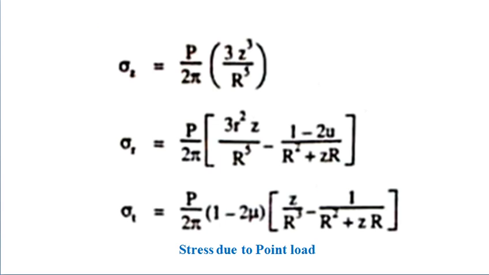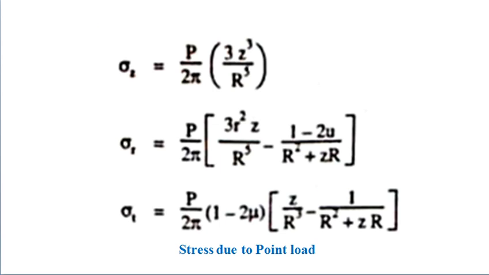Again, these are the equations in order to find out the stresses. First is sigma z equals p upon 2 pi in the bracket 3z cube upon r raised to the power 5. Then sigma r equals p upon 2 pi in the bracket 3r square multiplied by z upon r raised to the power 5 minus (1 minus 2 mu) upon r square plus z into r.